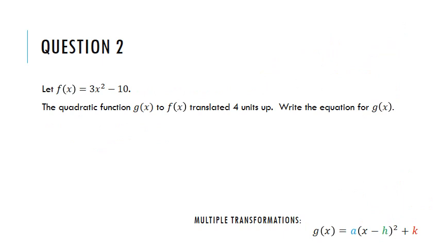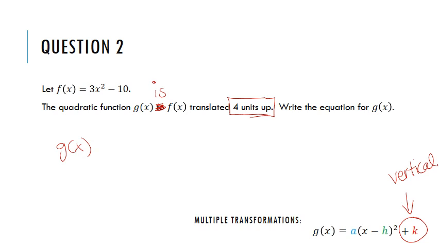Really quick, I just stopped to check. This is not supposed to say "to," it's supposed to say "is," which is what I thought, but I wanted to double check because it changes the meaning a little bit of our problem. So it says the quadratic function g of x is f of x translated 4 units up. So my new function has just been shifted up 4 units. Remember that my vertical part is this plus k. This is my vertical change. And if we're going up 4, we're going in the positive direction 4 units.